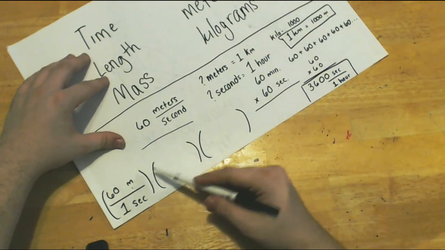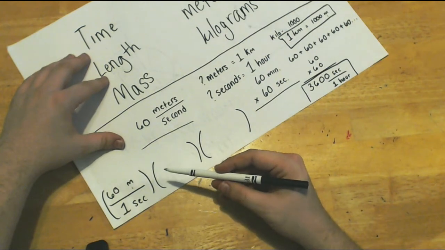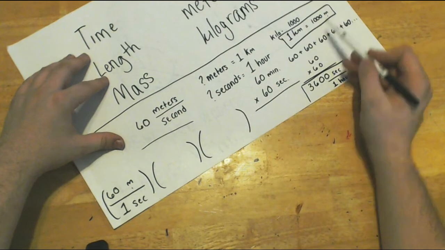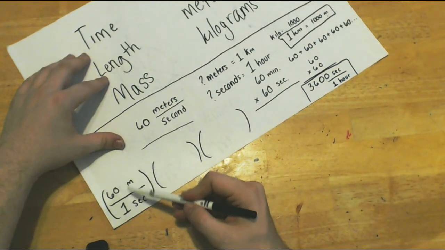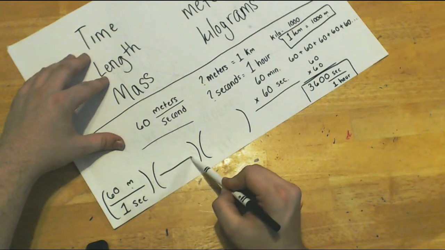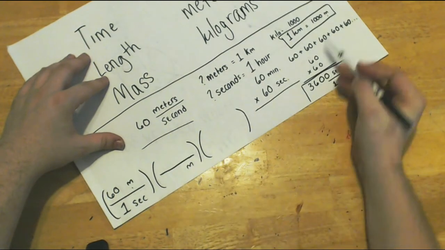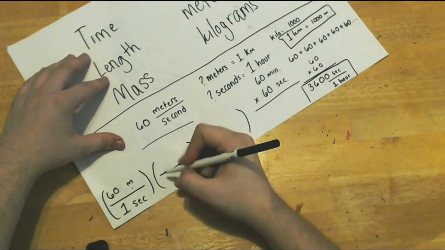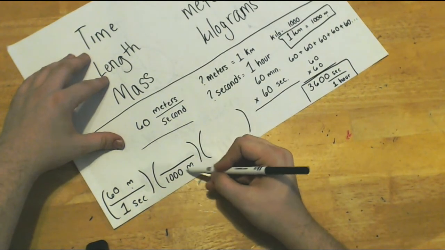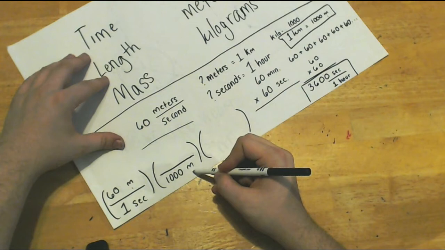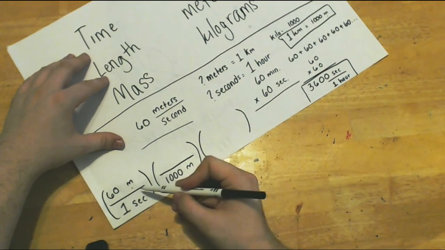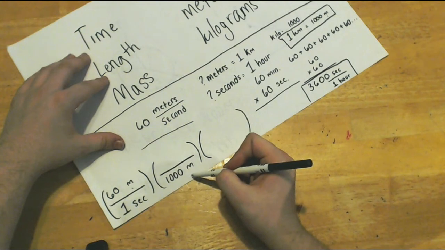So I'm going to do this once, and then we're going to move on. 1,000 meters. We're looking for M because we have M up here. We have M up top. So we're going to take M and put it on the bottom. Okay, we've got 1,000 meters. And the only reason I know to put that down here is because it's meters, and this is meters up here. And I want them to be opposite, because I want them to cancel away from each other.